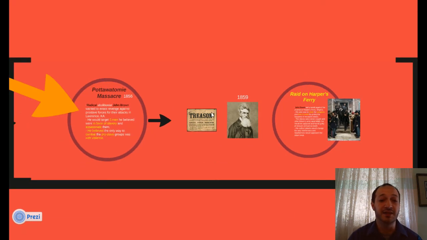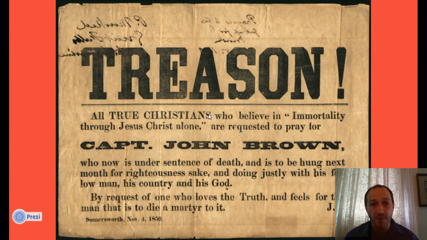The last thing I want to highlight to you guys is this billboard that occurred the month before John Brown is to die. As you can read, it says, "Treason. All true Christians who believe in immortality through Jesus Christ alone are requested to pray for Captain John Brown, who is now under sentence of death and is to be hung next month for the righteousness' sake and doing justly with his fellow man, his country, and his God. By request of one who loves the truth and feels for the man that is to die a martyr to it. In the North, on the day he dies, church bells will ring in his honor."